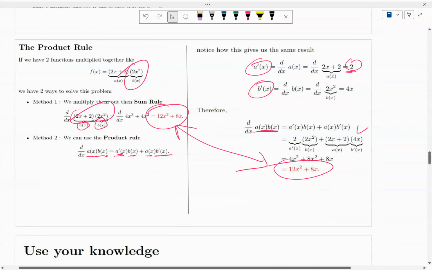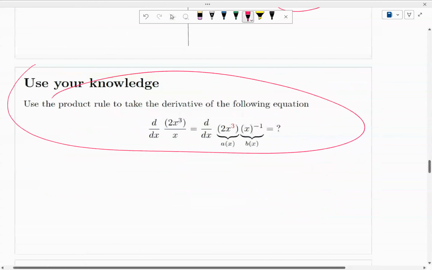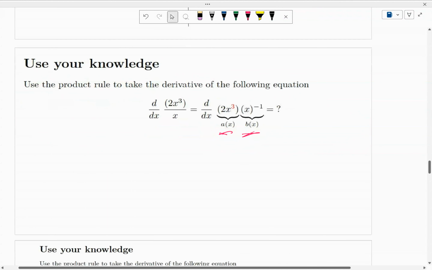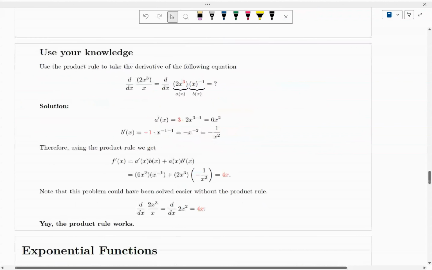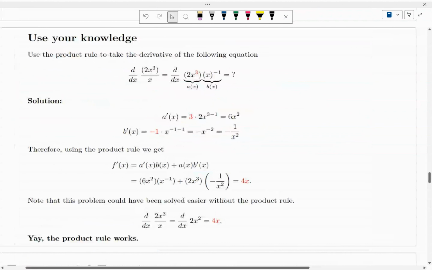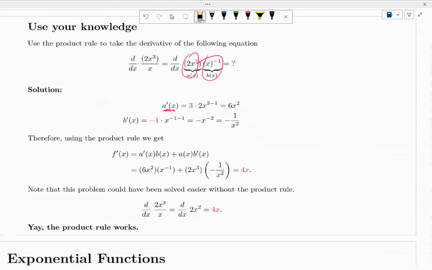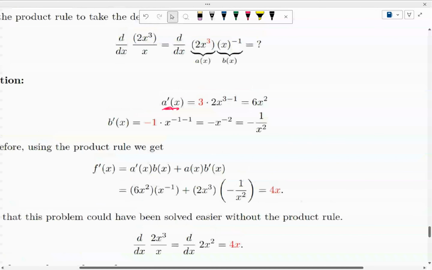So let's take a moment and see if you can solve this problem. Pause the video, or if you are in class, you can just give it a try. This requires us to use the product rule, by the way. Okay, hopefully you paused the video and tried it. Now, with the product rule, you need to find the derivative of each function individually. So what is the derivative of a prime?